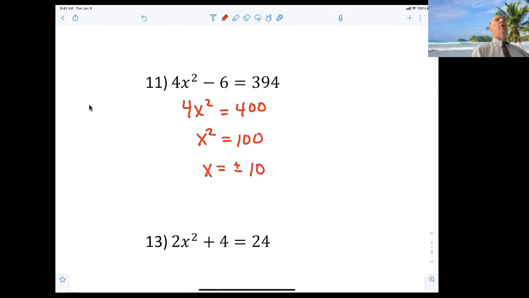We got a problem. How do you get from 100 to 10? We take the square root. To undo a square, we take the square root. You good with this now? All right, anybody else have a problem?